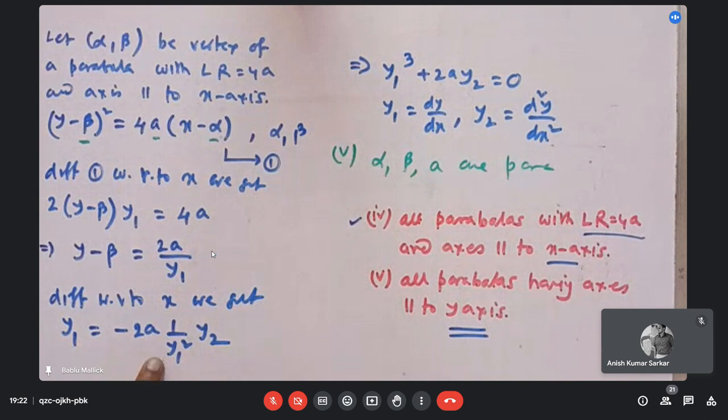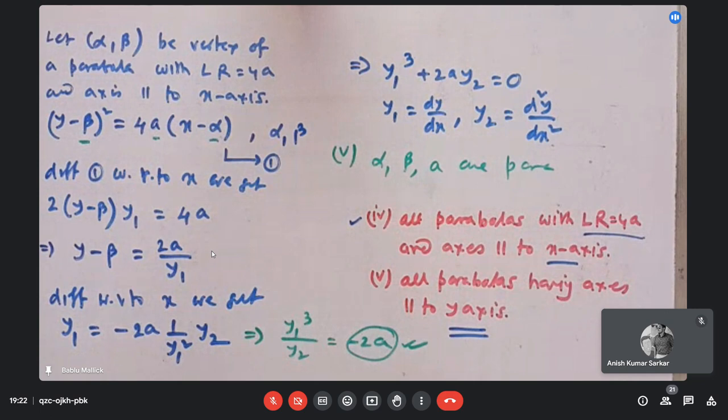You have to do till this step, and after this step you will write it this way: y1 cube divided by y2 is equal to minus 2a, and then just differentiate again, and 2a will vanish. Okay, is it clear what I want to say? Yes, you will do this.